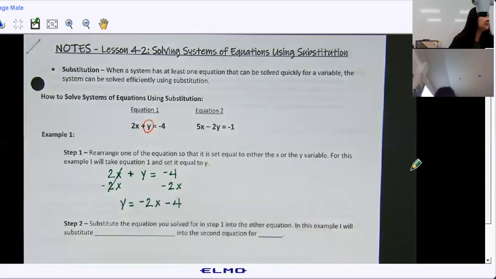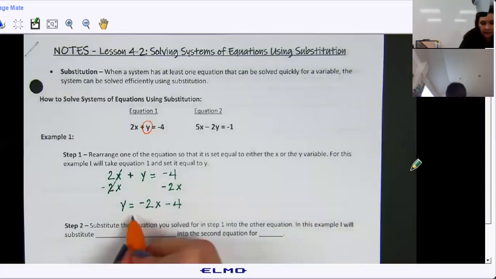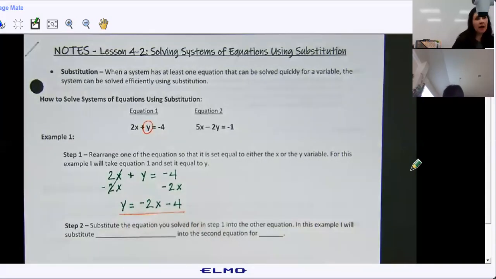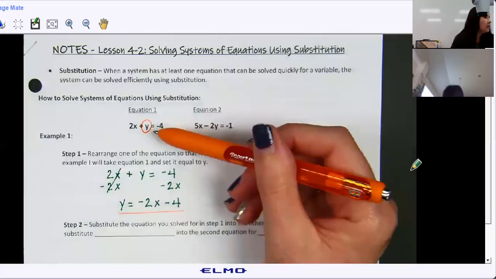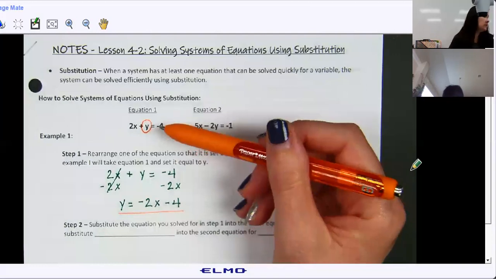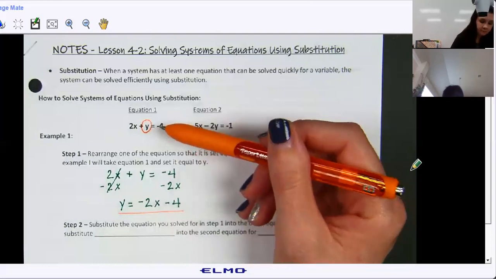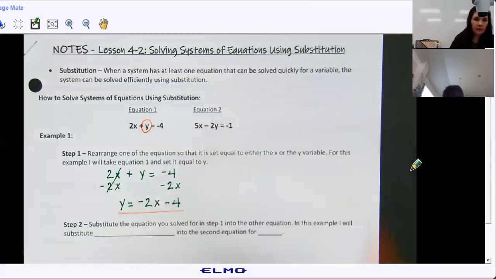And I've just completed step 1 by taking one of the equations and isolating one of the variables. And it doesn't matter if I isolate the y or the x. It just so happens in this equation that y is already by itself, so that one was the easiest one to work with. Okay, step 1 done.